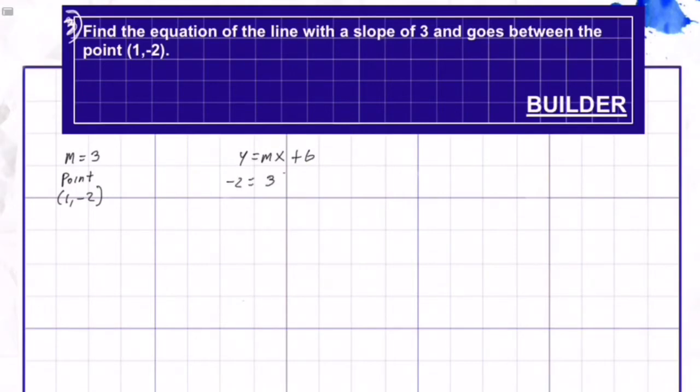If we substitute on the equation, we have that minus 2 equals 3 multiplied by 1 plus b. If we rearrange to solve for b, we have that minus 3 minus 2, b is equal to minus 5. We have the y-intersection. So we need to substitute on the standard form of the equation of the line. We have that y equals 3x minus 5. That's your answer.